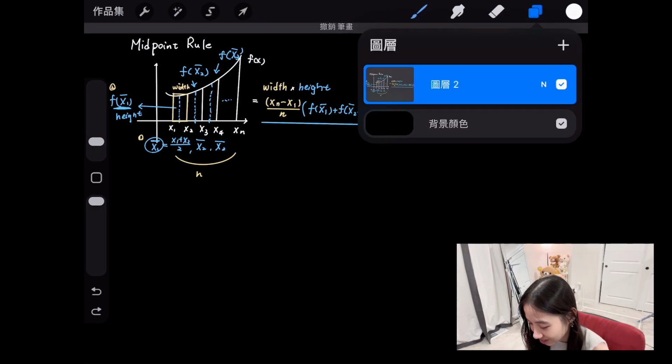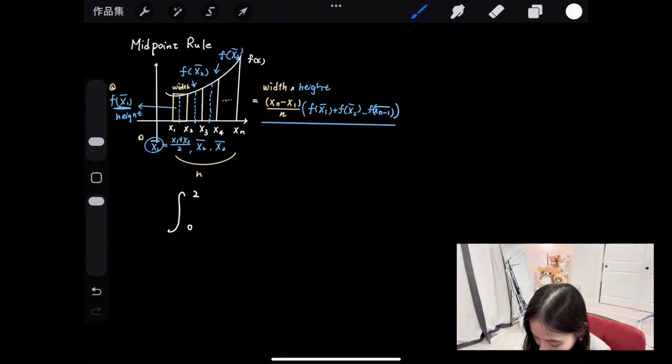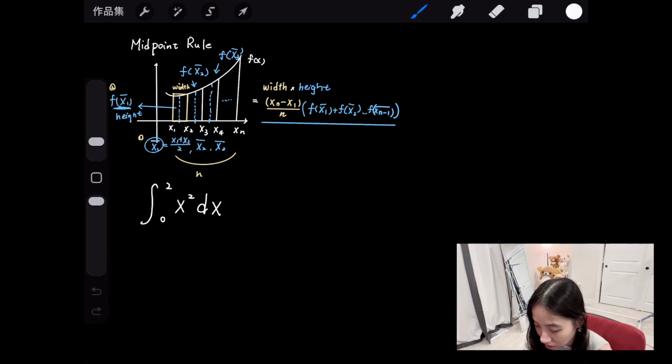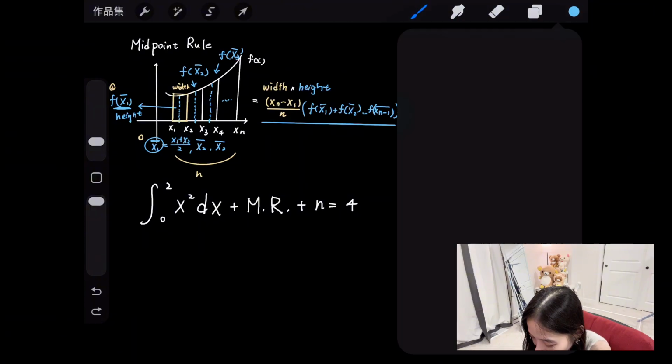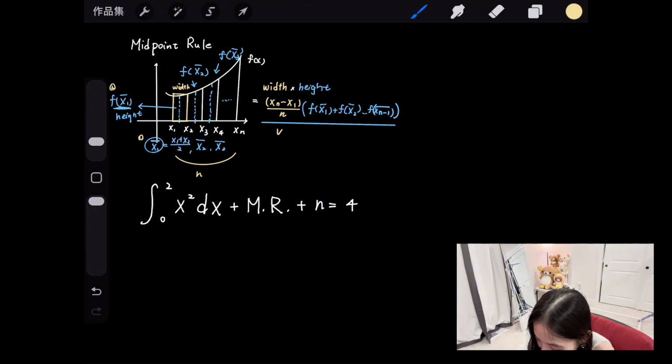So, integration from 0 to 2 of x squared with respect to x. We want to know the value by using the midpoint rule. Let's say our n is equal to 4. So from 0 to 2, x sub n minus x sub 1 will be 2 minus 0, divided by n, which is 4 in this case. Then you divide it into 4 pieces.